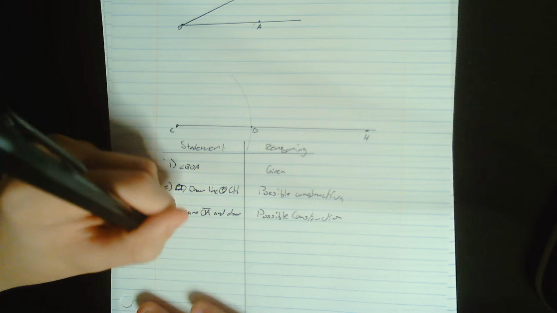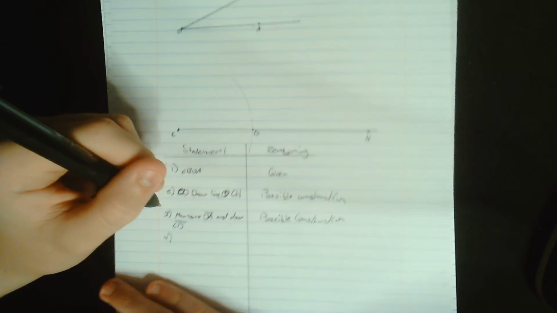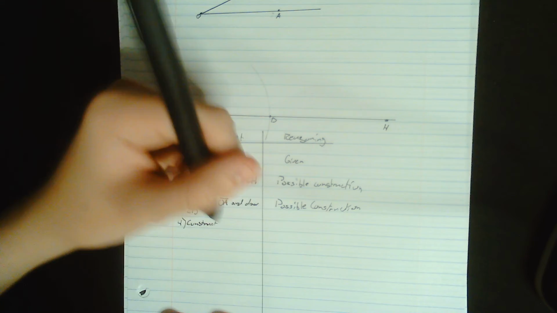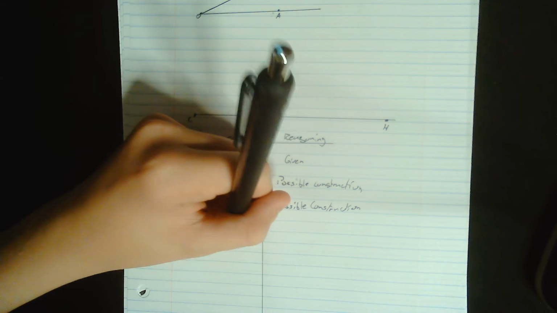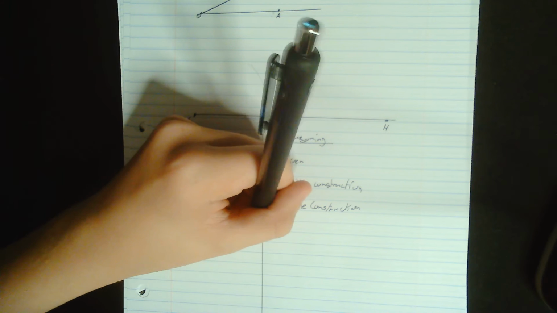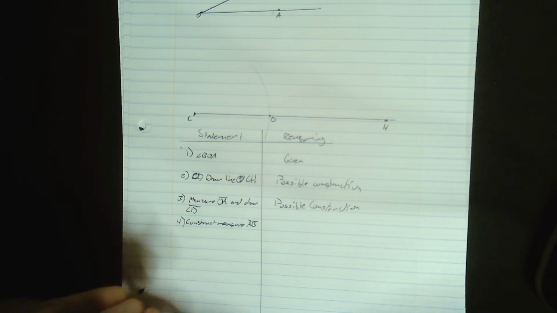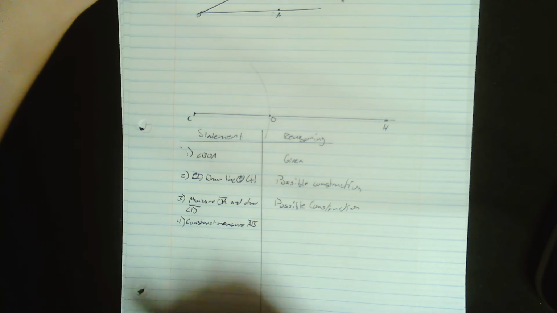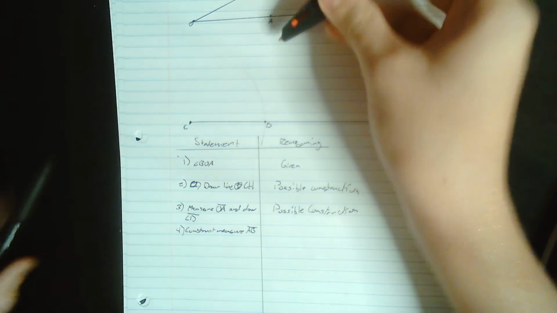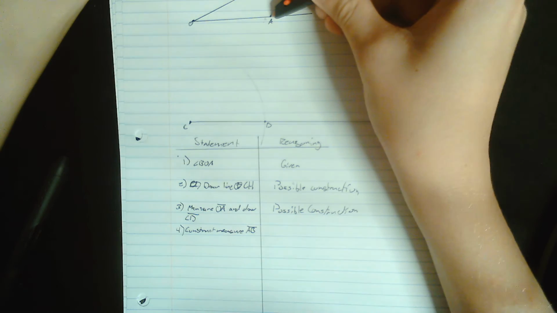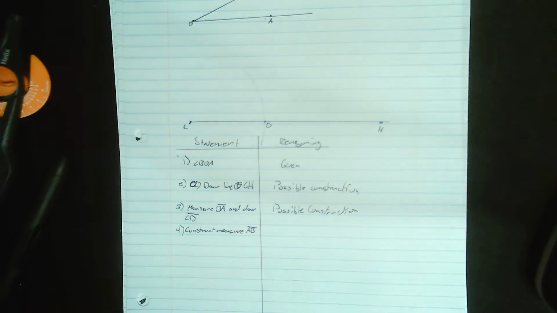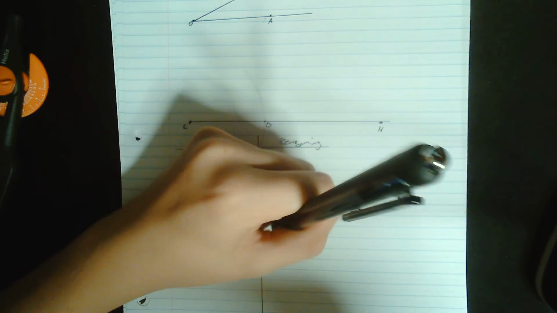Next, we're going to construct, measure line AB. That doesn't really make grammatical sense, but it's okay. Measure line segment AB. And what that means is we just measure the distance between A and B. So, once again, we go boom, and boom, and that's our distance. Again, by possible construction.